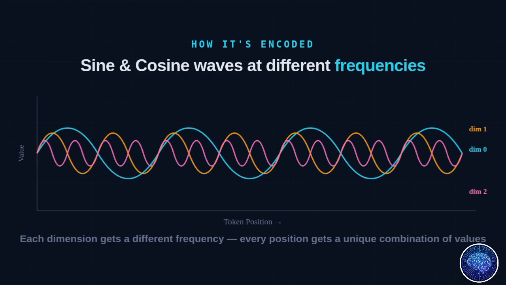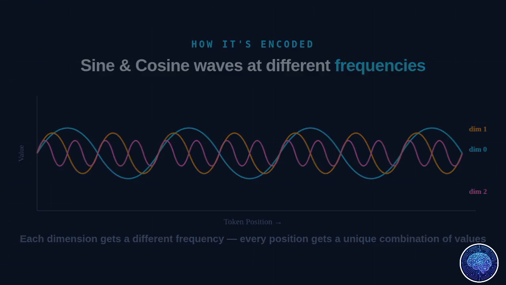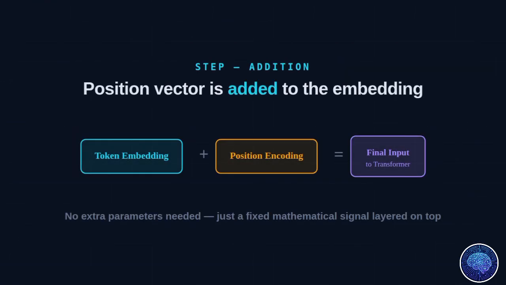And the implementation is elegant. The position encoding vector is simply added to the token embedding vector. No extra weights, no learnable parameters. Just a fixed mathematical signal layered on top. The result is the final input that actually goes into the transformer.